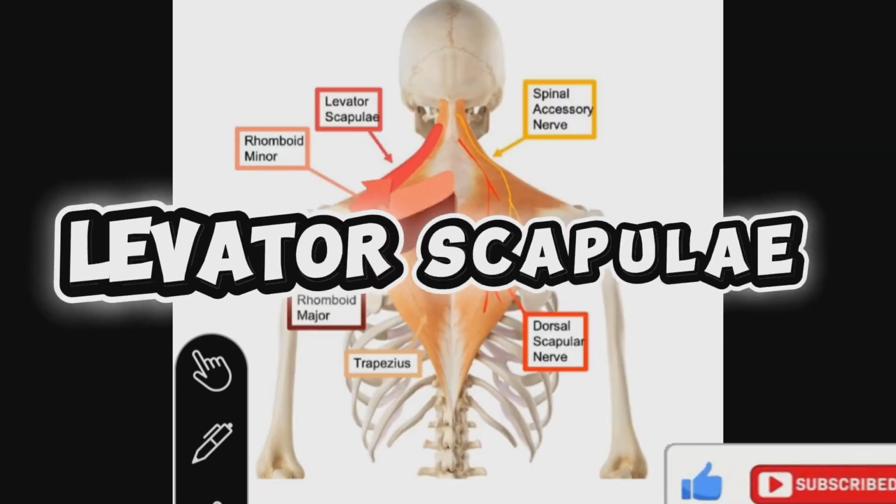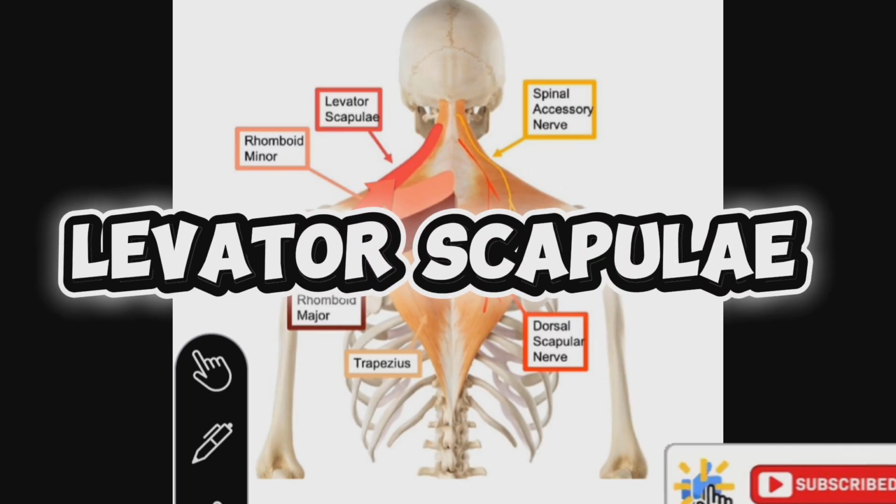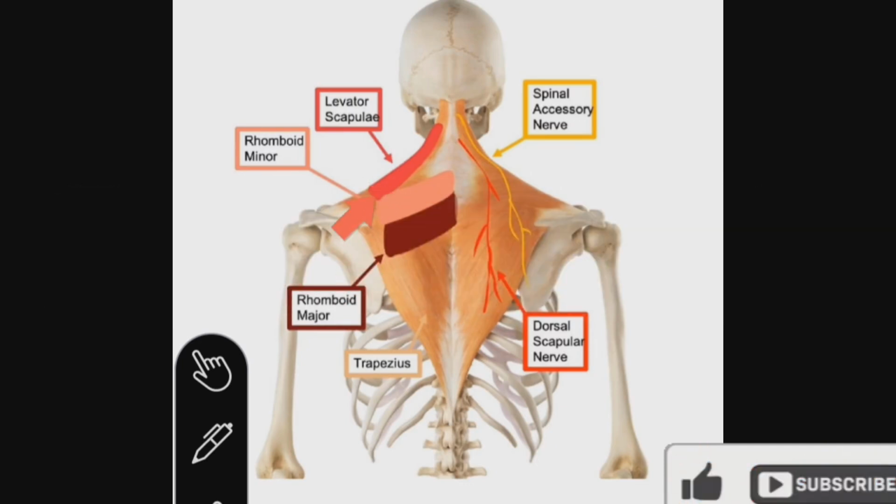Next is the levator scapulae. It's seen here. It originates from the transverse processes of C1 to C3 and is inserted into the superior medial border of the scapula. Levator scapulae is innervated by the dorsal scapular nerve, C5, and the function is elevating the scapula. Next up, we have the rhomboid major and minor. They originate from the spinous processes of C7 to T5 and insert again into the medial border of the scapula. They are innervated by the dorsal scapular nerve and they function in retracting the scapula.